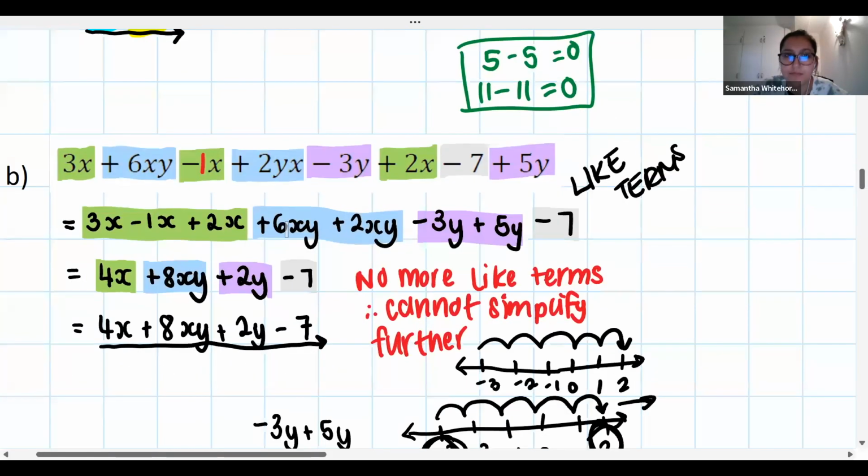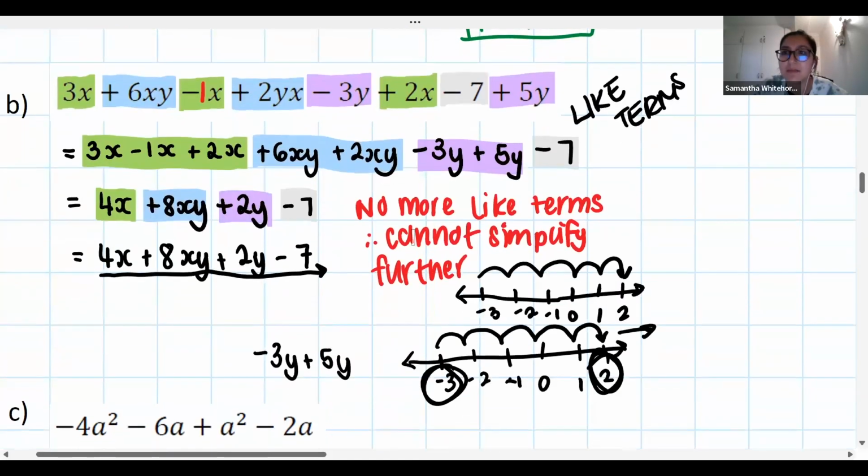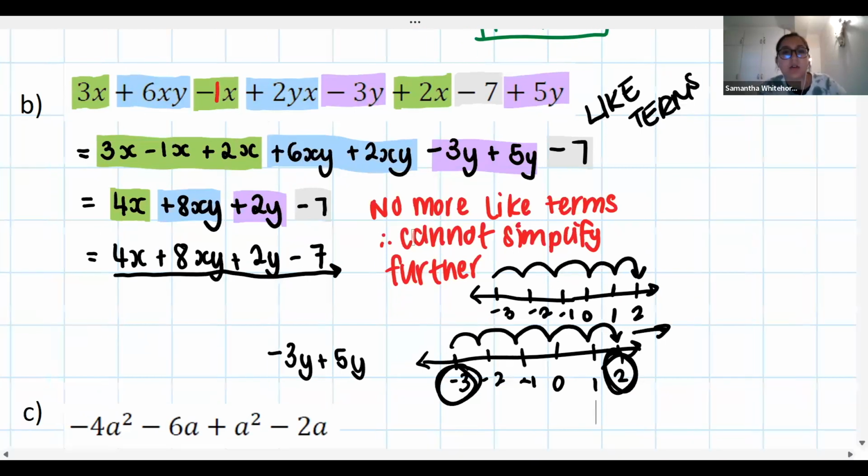Okay. So guys, that's a good point. Anytime something is all by itself, we've only highlighted one thing, it's going to stay the same. Right, you should have taken your screenshots. Let's have a look at question C.